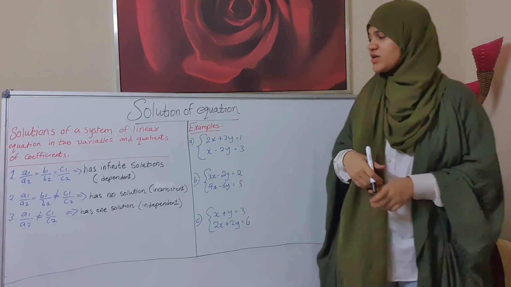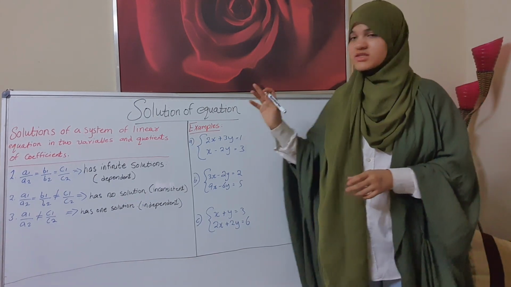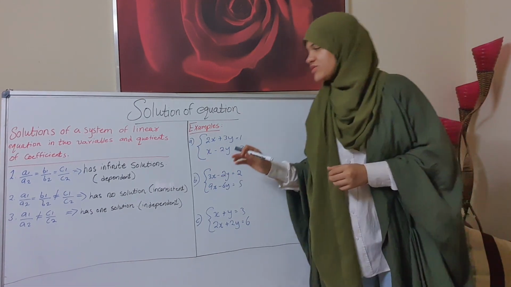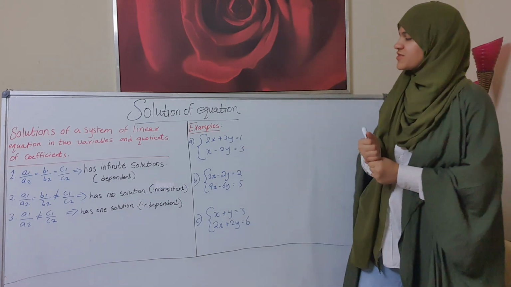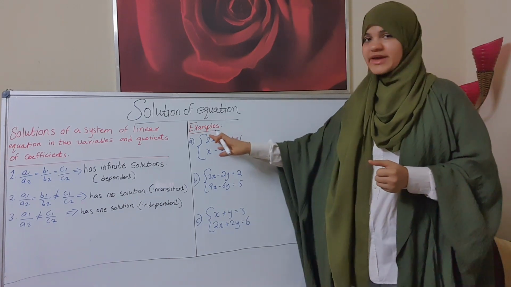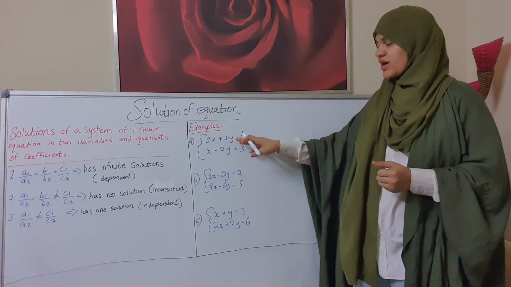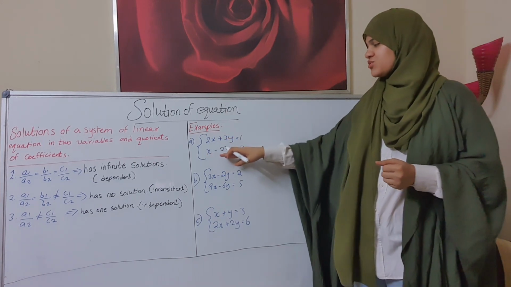Okay, now let's see some examples. By using these rules, we will solve them. First of all, we have the first example, which says 2x plus 3y is equal to 1 and x minus 2y is equal to 3.